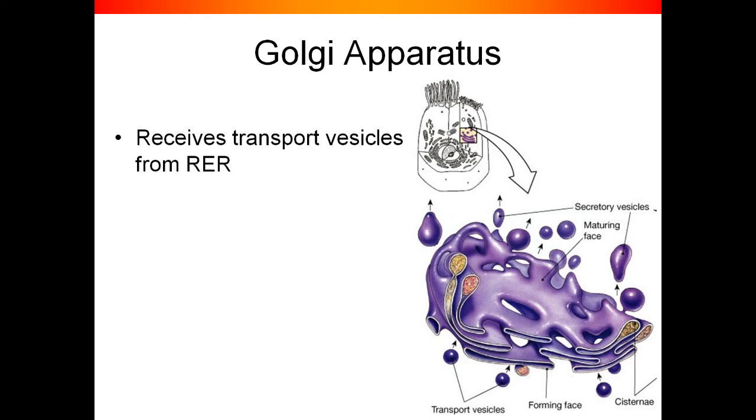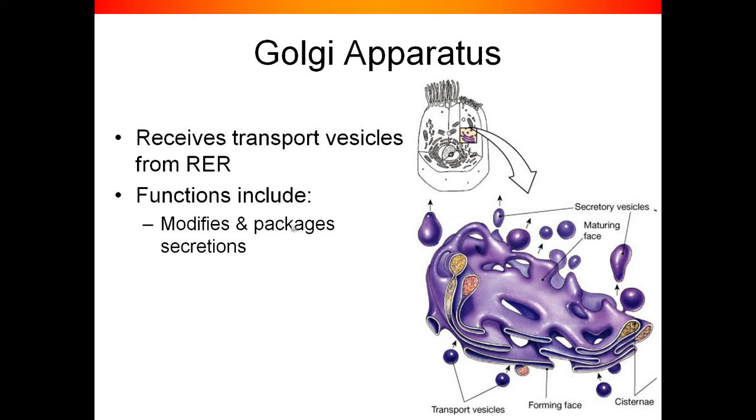Now, once these transport vesicles bind to the Golgi apparatus, the Golgi apparatus is going to modify the contents of these transport vesicles. Remember, these are coming from the rough endoplasmic reticulum, so inside these transport vesicles are proteins. Okay? So the Golgi apparatus modifies and packages these proteins. Right? The other functions of the Golgi apparatus, right, they're going to create cell membrane renewal vesicles.